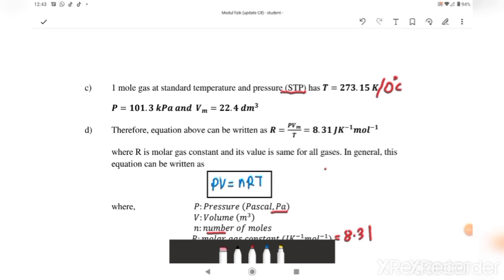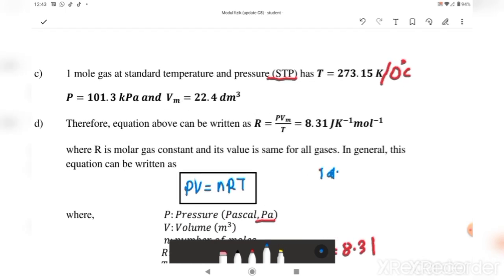If you get a question not in SI units, you must remember that 1 atm is equal to 101.3 kilopascal, or is equal to 1.013 times 10 to the power of 5 Pascal. So you change it from atm to Pascal. Another thing you must know is that 1 liter is equal to 1 times 10 to the power of negative 3 meter cube.